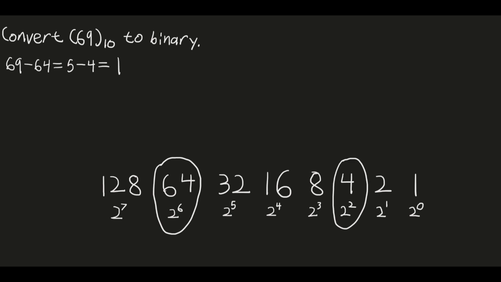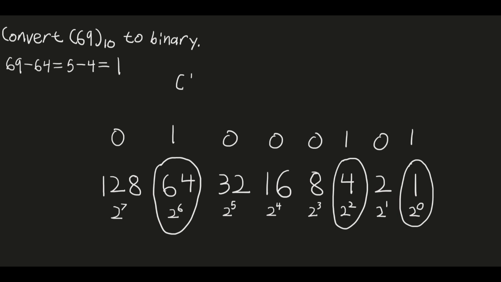And since we just have 1 left, we could just simply circle 1 in the chart. Now, we can write zeros above the numbers that we didn't circle and ones above the numbers that we did circle. So it would be 0, 1, 0, 0, 0, 1, 0, 1. And putting that together, we will have the binary number 1, 0, 0, 0, 1, 0, 1. So this will be our final answer.